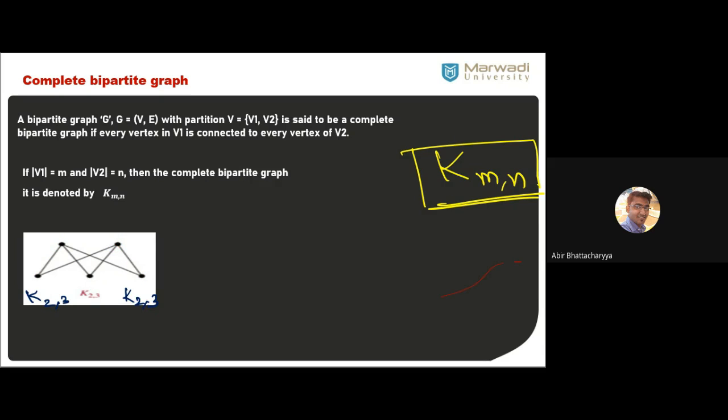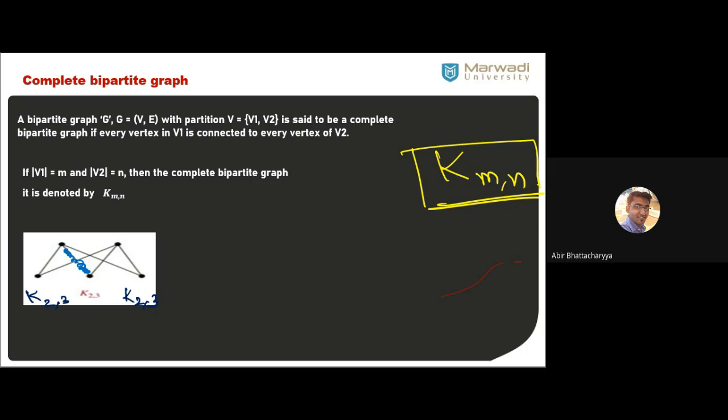these 2 vertices. If I forget to connect these 2 vertices, then it's not a complete bipartite graph. Then it's only a bipartite graph, but not a complete bipartite graph. Complete means you have to connect all the vertices from one partition to the other partition. So you have to check it.